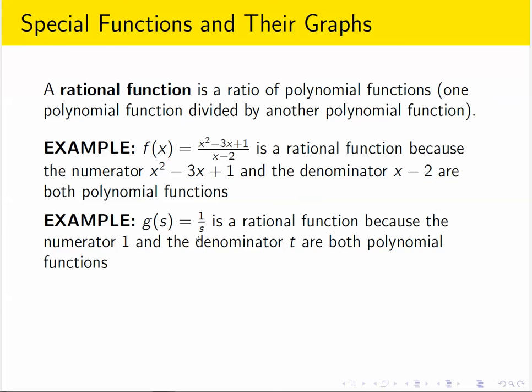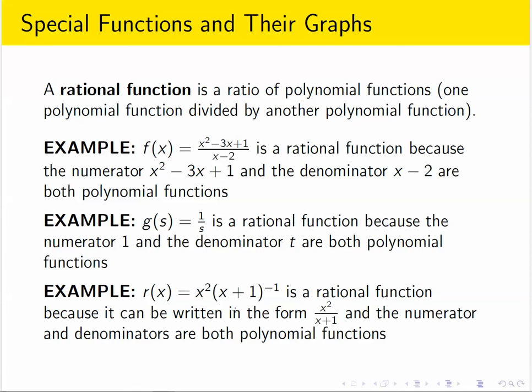1 over s is also a rational function. The numerator 1 is a power function. You can think of it as 1x to the 0. 0 is not negative, so the numerator is a non-negative power function. That makes it a polynomial. The denominator, which is s, is the same as s to the 1. That's a power function. So the numerator and denominator are both power functions with non-negative exponents, so they're both polynomials. That makes this a rational function.